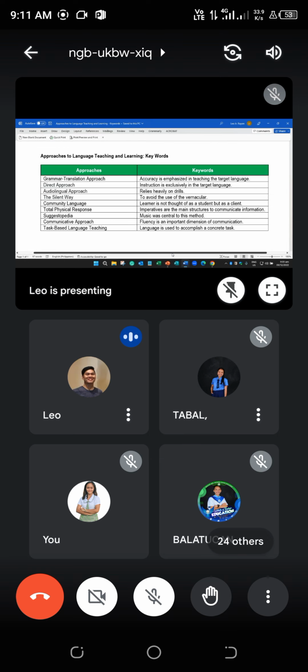Then we have the audiolingual approach. When we talk about the audiolingual, it relies heavily on drill, repetition. It is anchored on behaviorism, more on behavior. So drills and repetitions make the learning process, when it comes to acquiring the second language, more effective. That's according to the audiolingual approach.